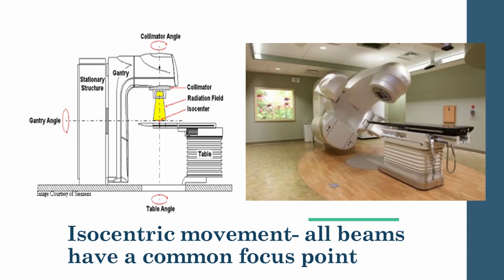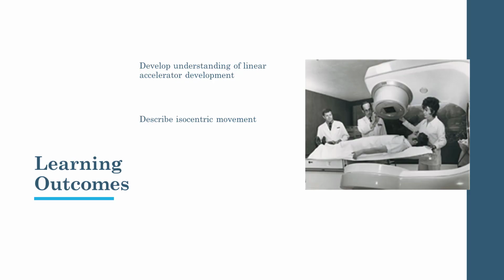All Linacs have isocentric movement. This means that despite all the moving parts, the beams have a common focus point. You can see a small red dot just above the couch in the diagram on the left. This is the isocentre. Everything revolves around this point. The yellow is representing the radiation beam coming from the machine head, and from the various arrows you can see the movements allowed by the Linac, the full rotation of the gantry and the collimator, and even the table angle. This allows us to treat the patient from various angles as required.